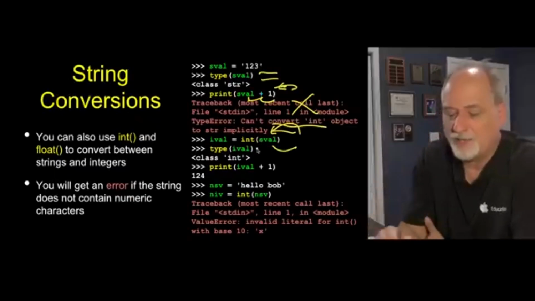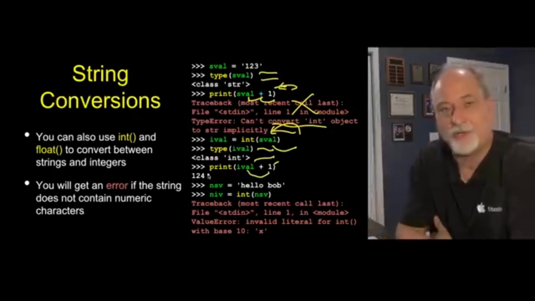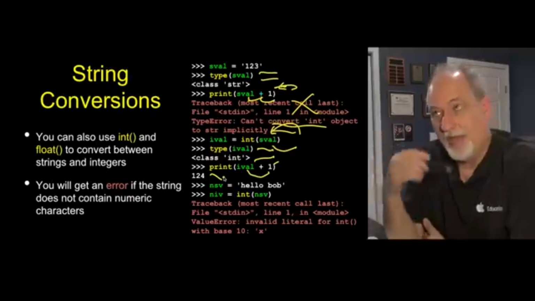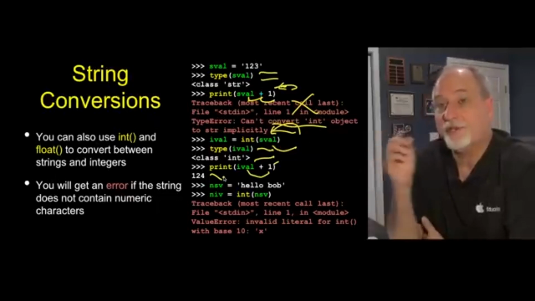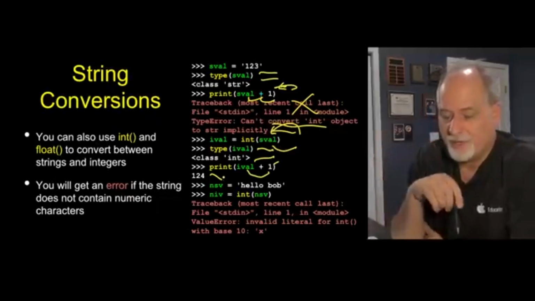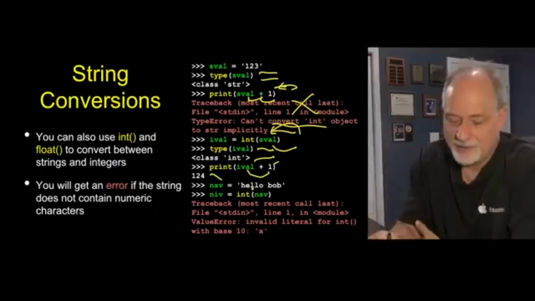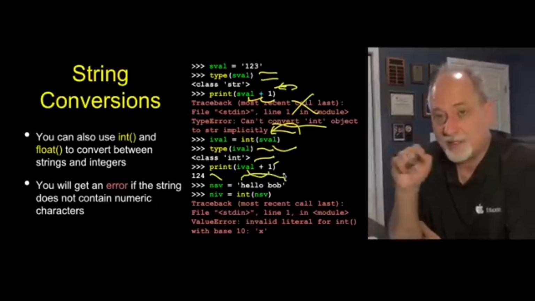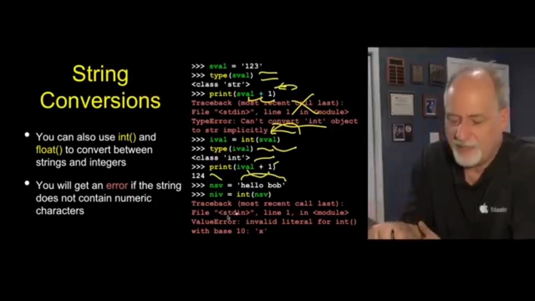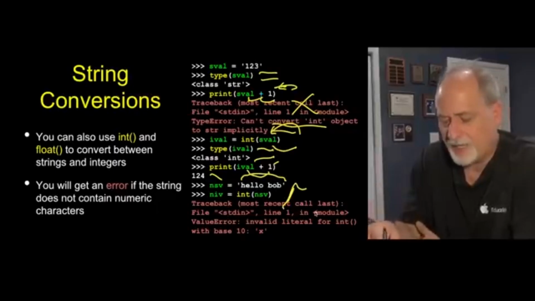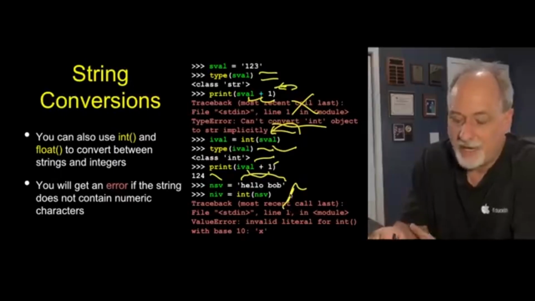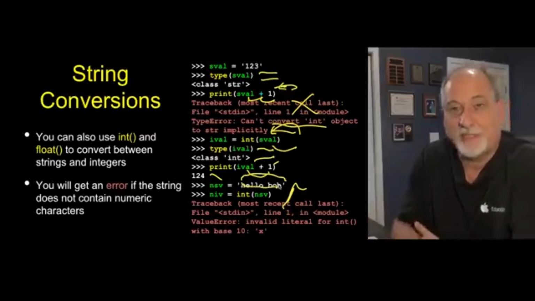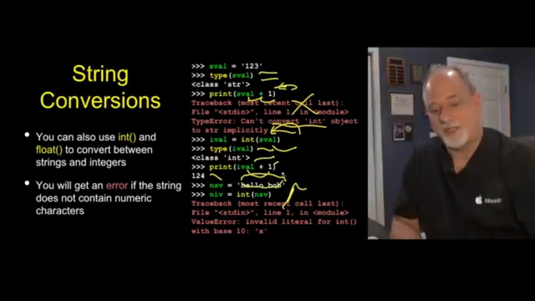So we say, what kind of thing do we get back? Well, we got back an integer. We can now add 1 to it and get 124. And so you have to manage the type of things, and you can convert from one type to another. Now, int is not magic. If you send something into it, a string that doesn't consist of digits, then you're going to end up with another error. Invalid literal for int with base 10. So it's really complaining. It says, I want these to be numbers here, and you just gave me letters, so that's going to cause this to fail.